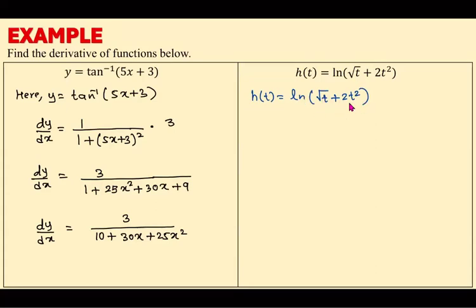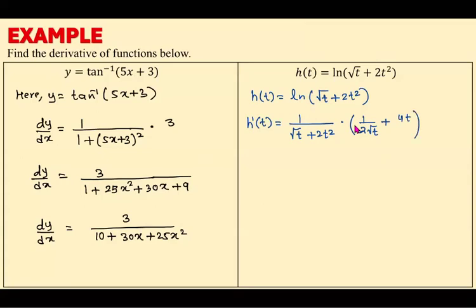So we use the chain rule. h prime of t equals the derivative of natural log, which is 1 over that argument, which is 1 over the square root of t plus 2t squared, and you multiply that by the derivative of the inside function. The derivative of the square root of t is 1 over 2 root t, then plus the derivative of 2t squared, which is 4t.